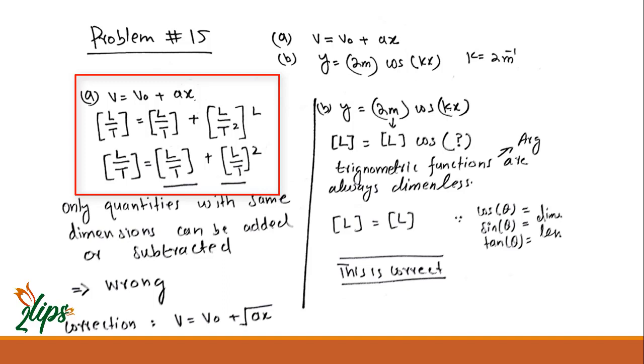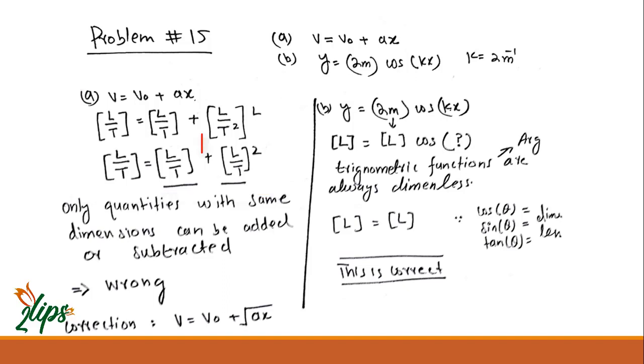We can correct this formula. If I put a square root on this quantity, then the dimensions of these two quantities will become the same. So this will have L by t plus L by t. All quantities that have the same dimensions, when added, give a sum with the same dimensions. So this will be correct. The correction is v equals v naught plus the square root of ax.